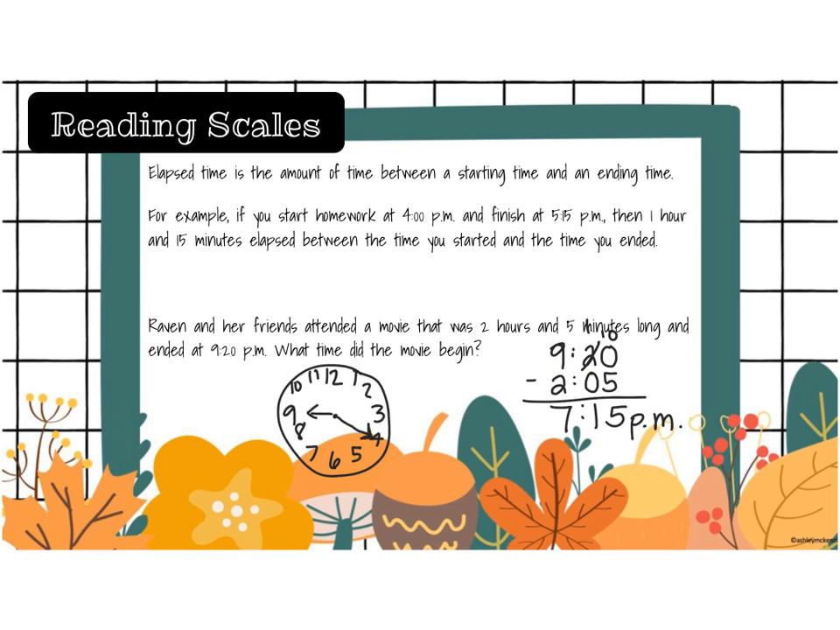Okay, so some people used a visual. They said, okay, it ends at 9:20. 2 hours before that would be at the 7. And then 5 minutes prior would go back to the 3. So my new time would be 7:15. Some people like to see it visually. I like visuals. Some people like to do mental math. Some people like to just work it out like how I did right here, which also works.